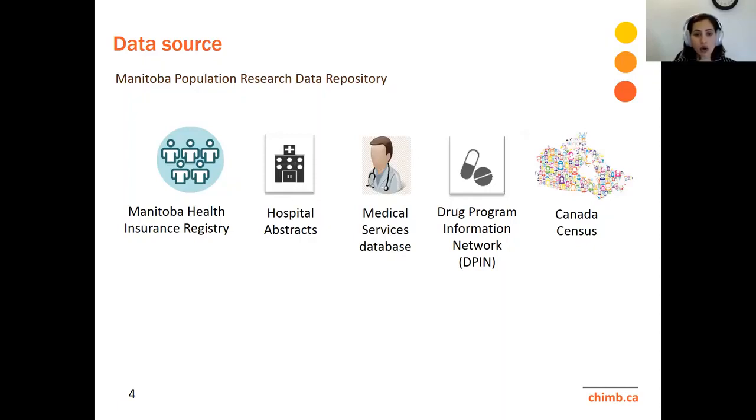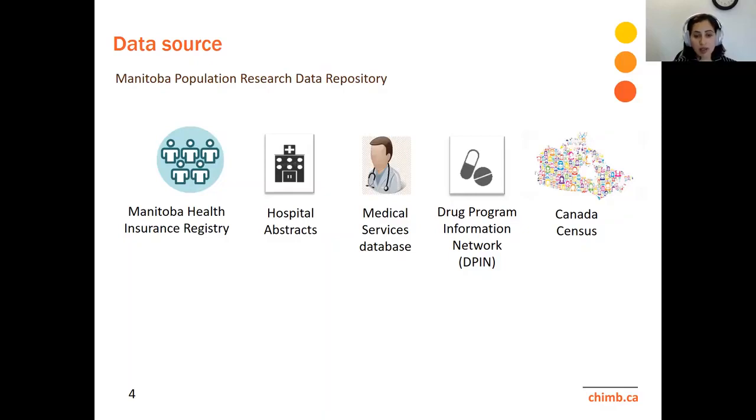The repository includes all encounters with the universal and publicly funded health system, such as hospitalizations, outpatient physician visits, and drug dispensations. It also allows the linkage of family members through unique scrambled identification numbers. We used 5 databases from the repository. The Manitoba Health Insurance Registry includes all individuals registered for health coverage in Manitoba since 1970 and provides their demographics, family composition, and date of birth. This was used to create the study cohort, establish family linkages, and identify their demographics.